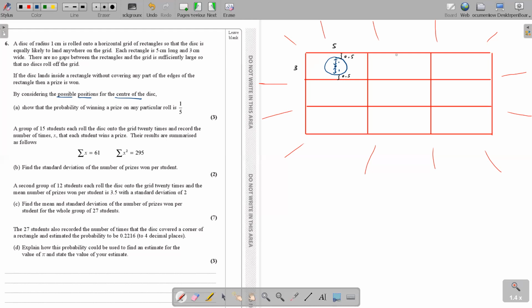Then I'll draw it on the other one. So like this. This is also an acceptable position. So what is the center position? This radius is 1 centimeter.